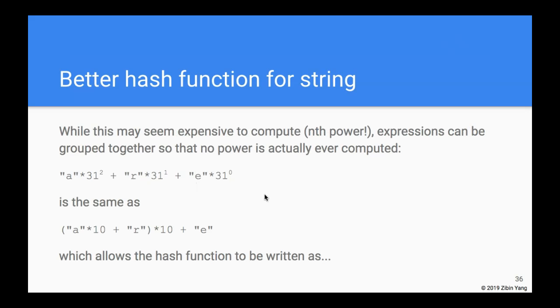However, the computation can be optimized by observing that this expression is actually the same as this other expression. And what this expression is saying is that the hash of a string is the hash of just the last letter plus 10 times the hash of the string minus the last letter. Okay, so if you want more details, the reading has, I think, a slightly more detailed explanation of this.